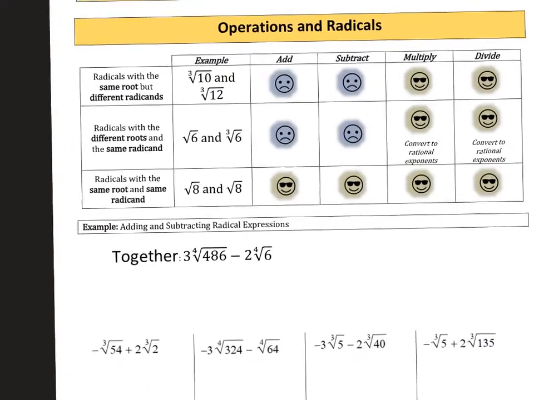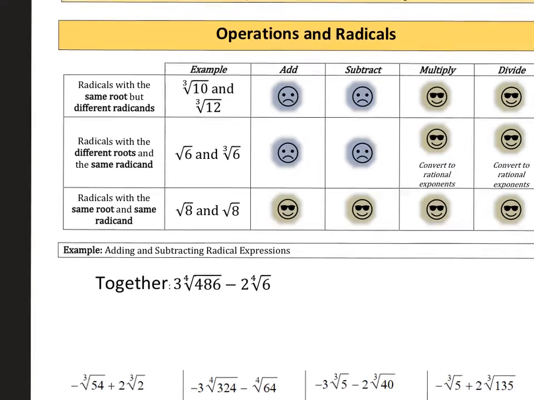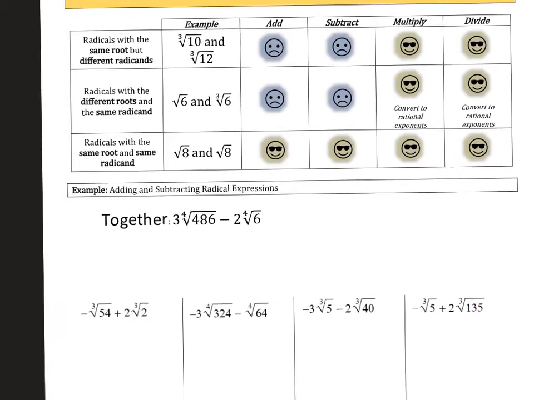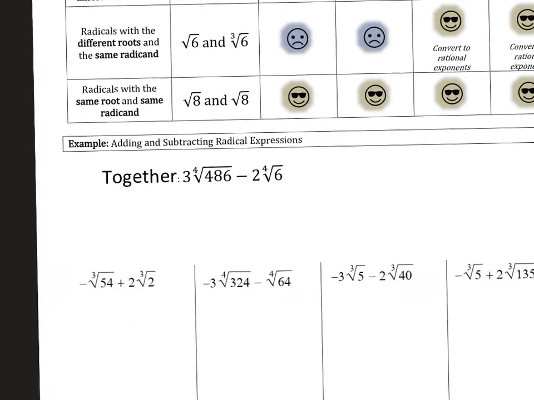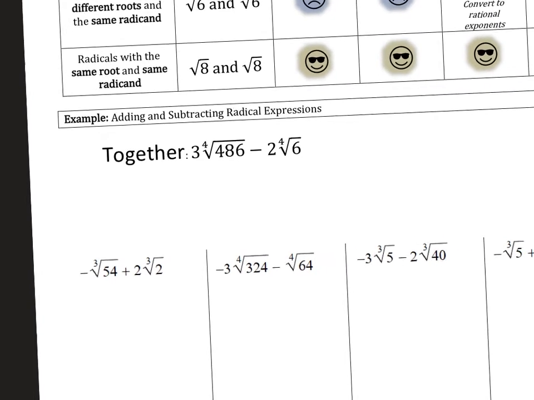Everybody, so today we are starting with the newest part, operations and radicals. So, looking up at the top, radicals with the same root but different radicands, they don't work, so you can't add, you can't subtract, but you can multiply and divide. Radicals with different roots and the same radicand, you can't add, you can't subtract, you can multiply and divide. And then radicals with the same root and same radicand, you can add, you can subtract, you can multiply, you can divide.